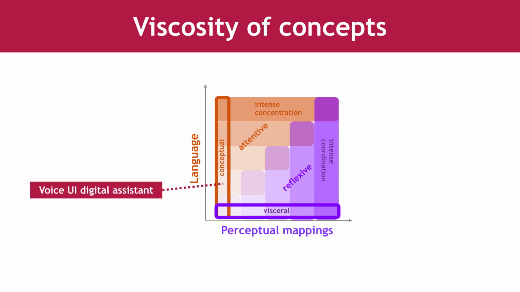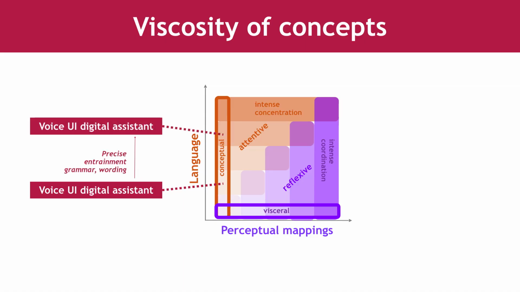When we think about something like voice UI for a digital assistant, it's very conceptual, it's all language, and it seems like it would be a little bit lower viscosity. Simple statements, typically not very elaborate word choices. But then when we think about the need to entrain with the very specific grammar and the very specific wording that voice UIs often require in order to successfully engage with them, that is actually a much higher viscosity to context switch into that mode of high precision interaction.